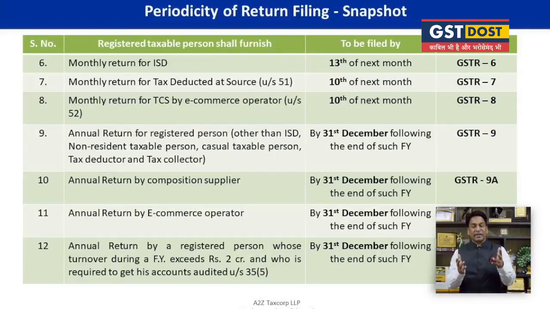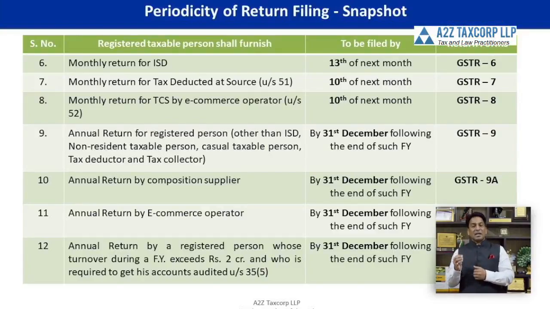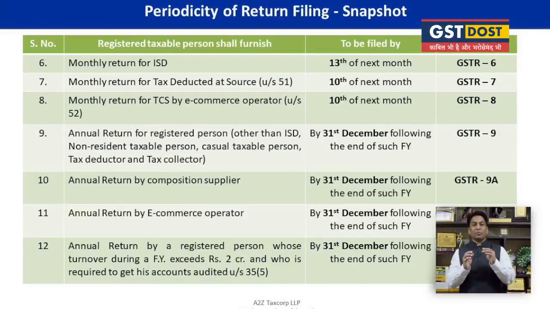Now moving to GSTR 8, which is applicable for an e-commerce operator under section 52 of the CGST Act 2017. The e-commerce operator has to collect tax at source while remitting payment to the supplier of goods or services who are supplying their goods or services through the e-commerce operator. Even for TCS, the provisions are yet to be notified, yet to be effected. So we have to wait.